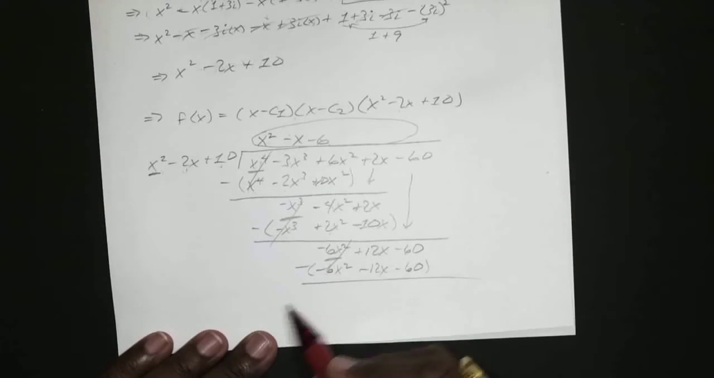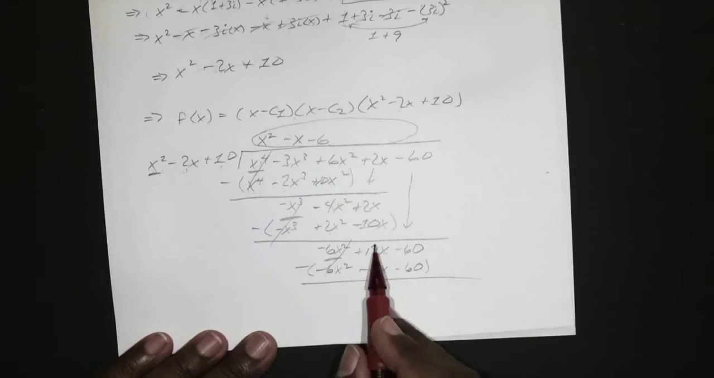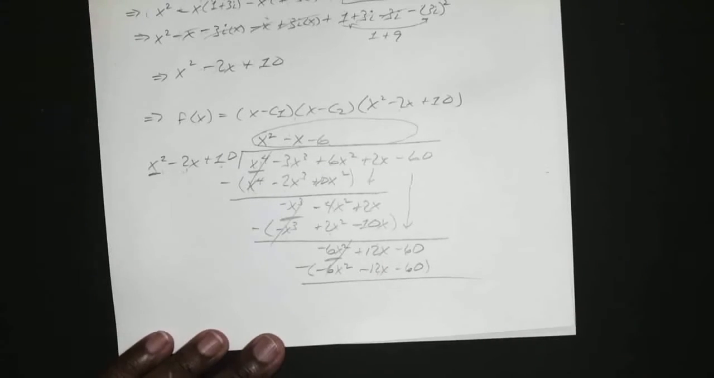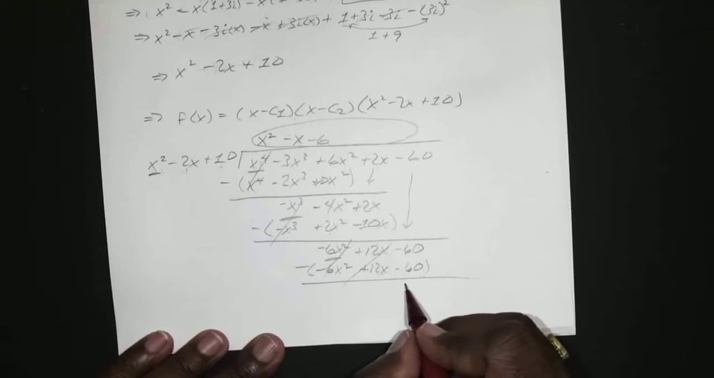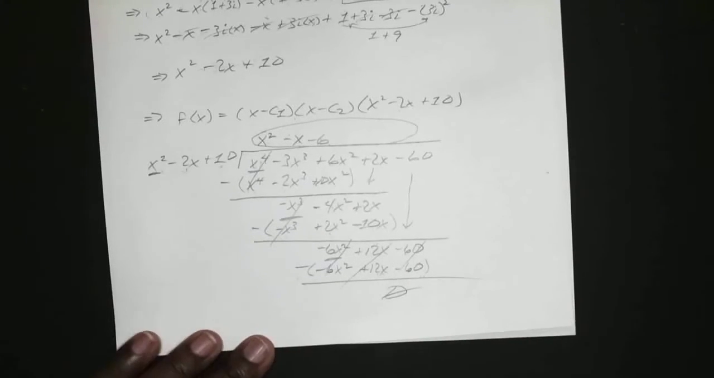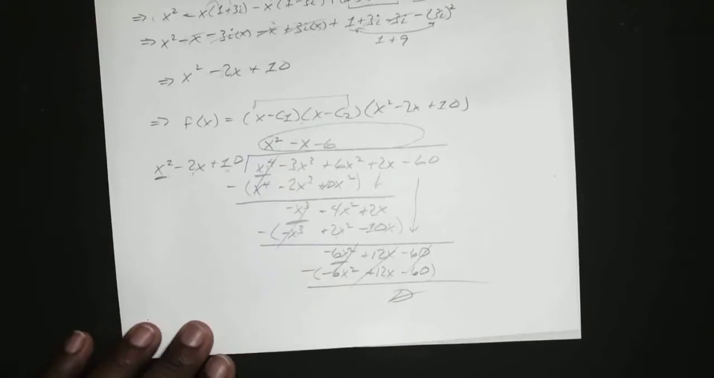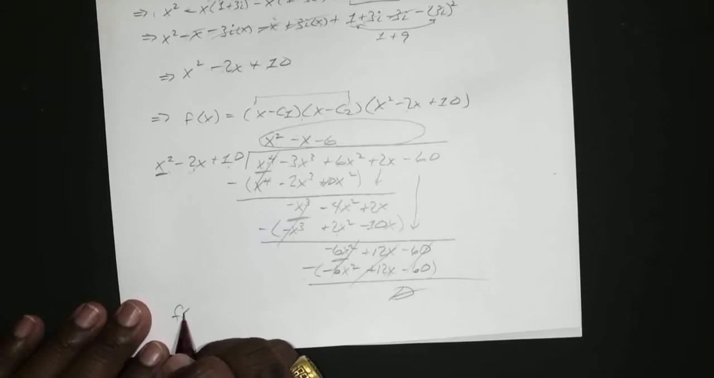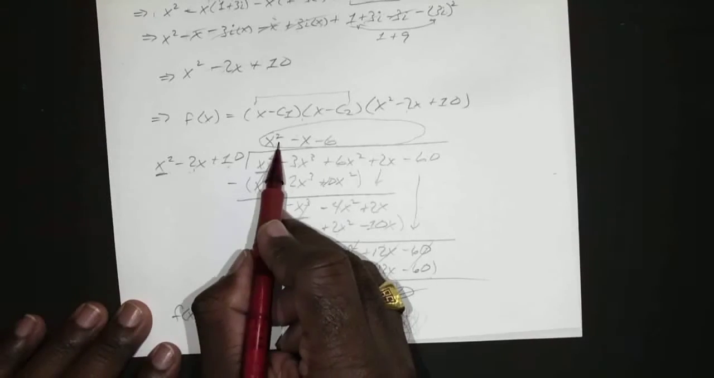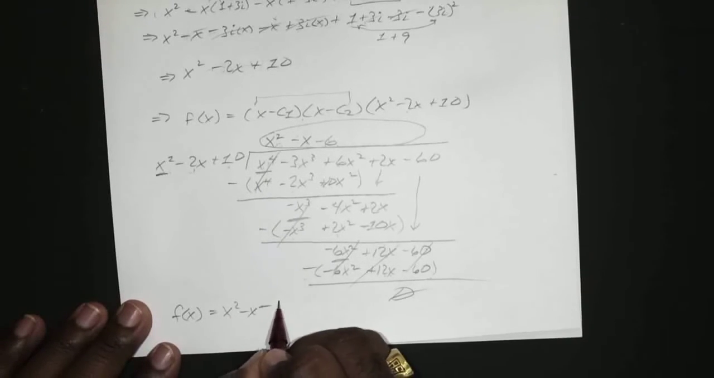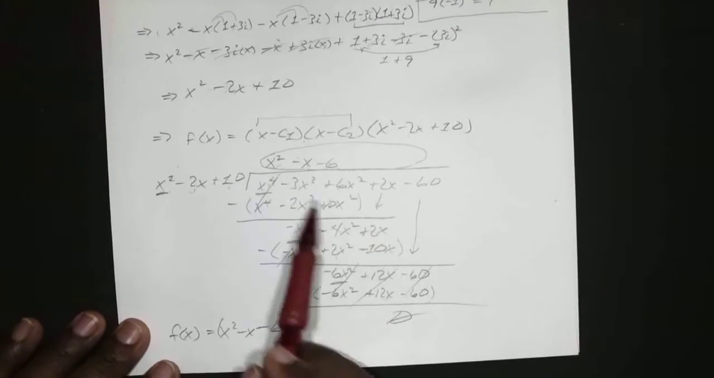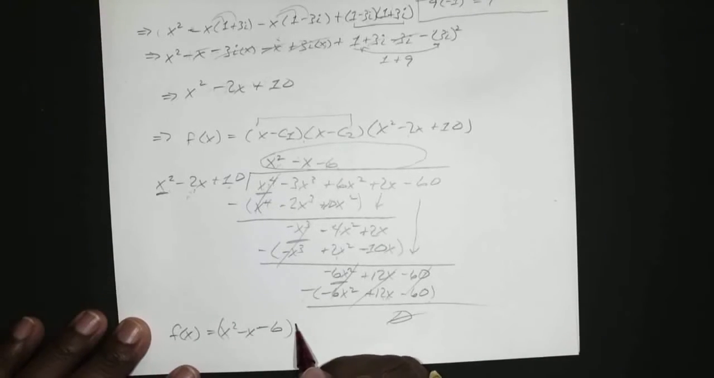This becomes positive, so that disappears. 12x and 12x, well, that should be plus because of negative and negative. 12x minus 12x is 0, so that disappears. Negative 60 plus 60 is 0, so that disappears. So we know that these two just come out to this. So our f of x is going to equal x squared minus x minus 6 times x squared minus 2x plus 10.